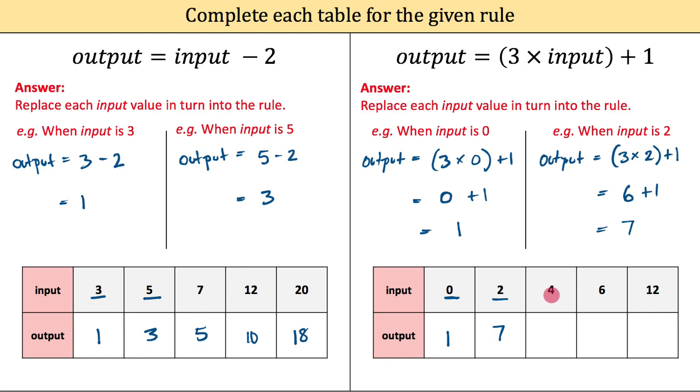What am I going to do here? Well, this is going to be 3 times 4, which is 12, plus 1 is 13. For when it's 6, it's going to be 3 times 6 is 18, plus 1 is 17. And for 12, it's going to be 3 times 12 is 36, plus 1 is 37. So hopefully all of that made perfect sense. Let's now move on.